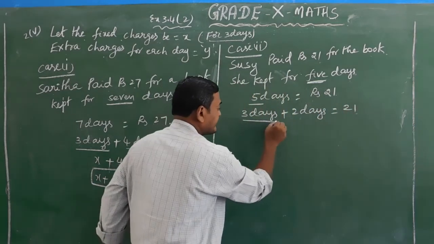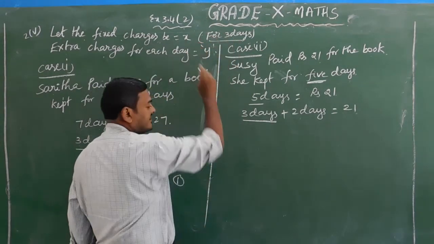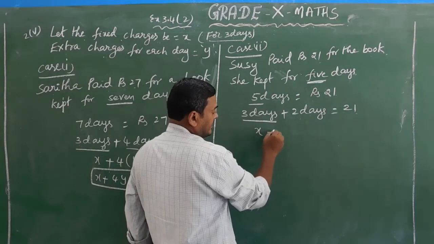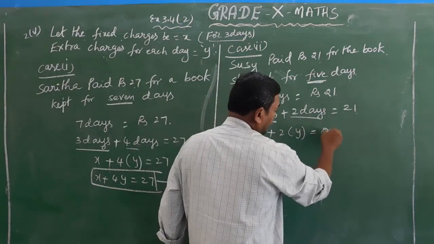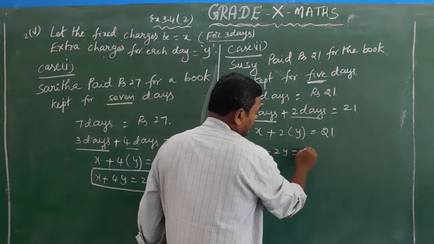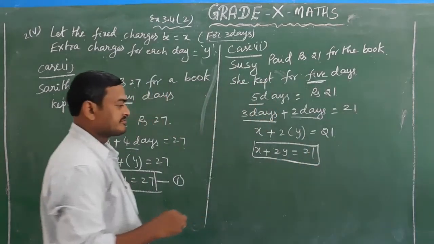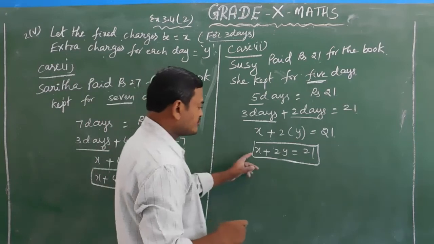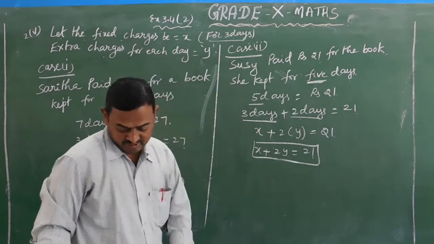So for 3 days, how much charge will be collected? For 3 days it is fixed, that is nothing but x. And for 2 days, 2 into y, that equals 21. So x plus 2y equals 21. This is equation number 1. x plus 2y equals rupees 21.